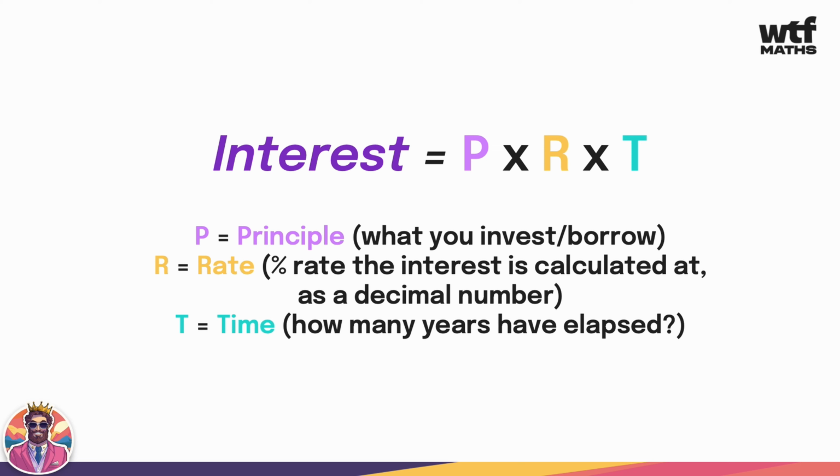So principal is the money you invest or you borrow, the rate is the percentage rate the account earns, and we write it as a decimal number, and T is time, which is how many years have elapsed. So we're going to continue to use this formula for all the questions we do today.